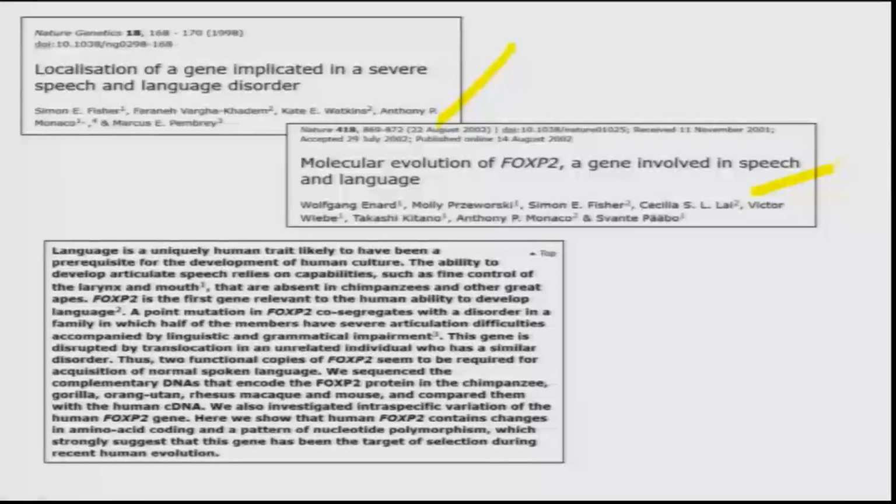So, a similar study was done. There is a paper in 2002 where they looked at the FOXP2 gene, which is involved in this severe speech and language disorder. They looked at the evolution of the FOXP2 gene across different species, and I am just putting this paragraph here, you can read that. What it says is language is a uniquely human trait, because the kind of language that we have no other animal has, likely to have been a prerequisite for the development of human culture, because you have what you call inheritance.